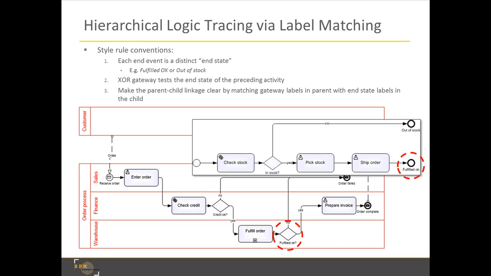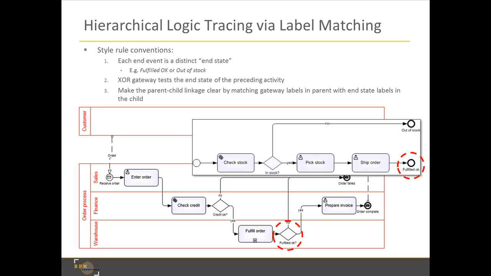Look at this example. In the top-level diagram, the user sees fulfill order followed by the question, fulfilled OK? But what does fulfilled OK mean? From the top-level diagram, it's not yet clear. When we drill down to the child level, we see it means instances that reach the end state labeled fulfilled OK, which are those that are in stock.